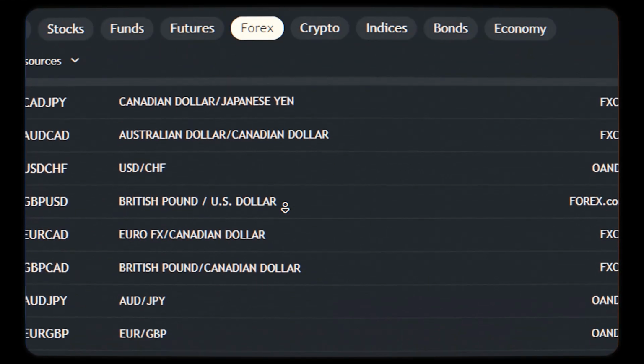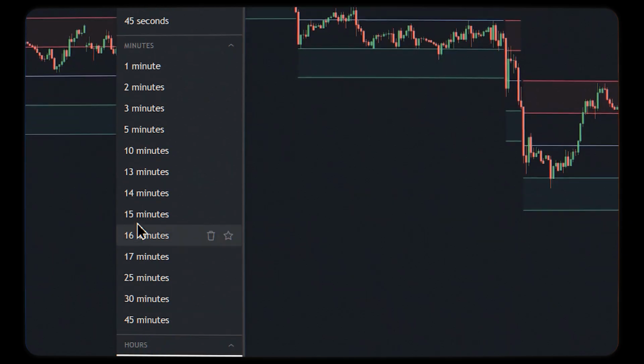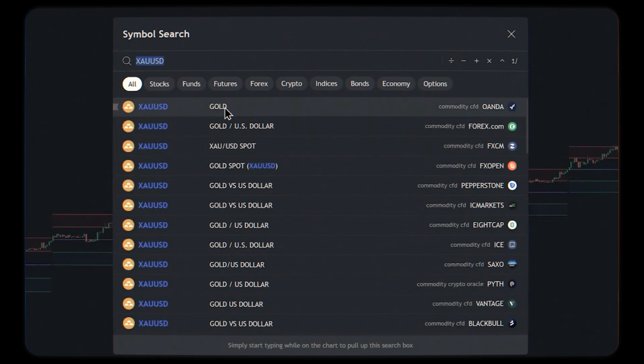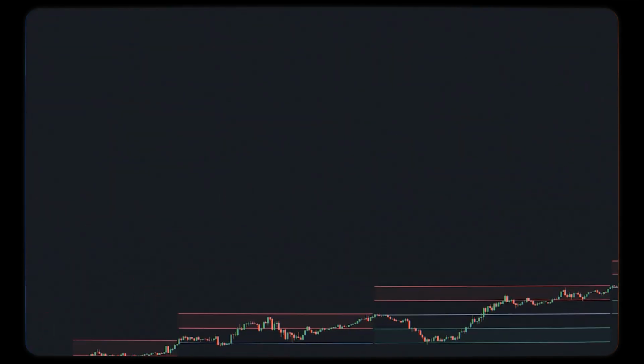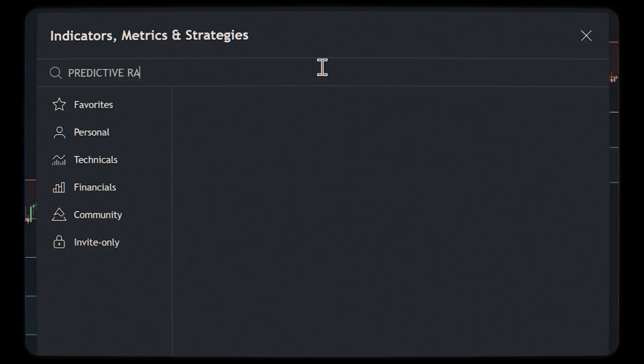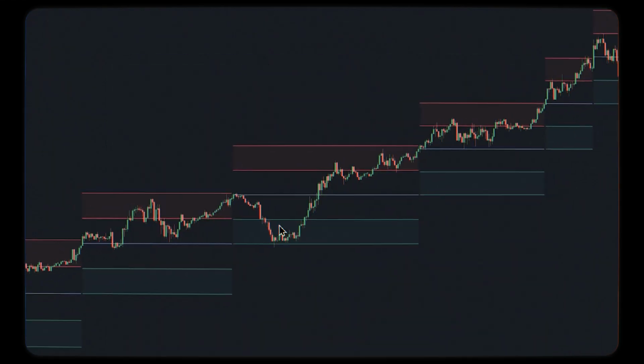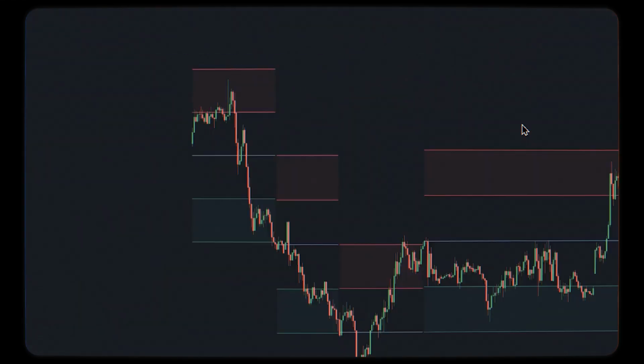Now, to get started with this indicator, you want to go to TradingView and then open any trading security that you like in any time frame. For me, I'm going to be using the 15-minute time frame of XAU USD, which is the ticker symbol for gold. After that, you want to click on Indicators and type in Predictive Ranges, and you want to select this one by Lux Algo.